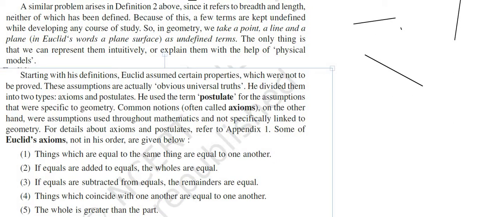Now the next. Starting with these definitions, Euclid assumed certain properties, which were not to be proved. Their assumption was obviously true. He divided them into two types, axioms and postulates.